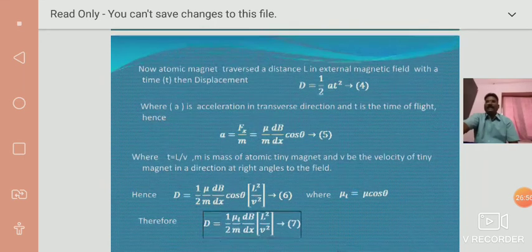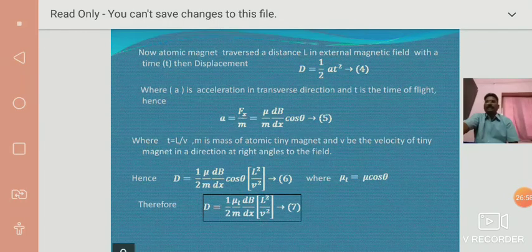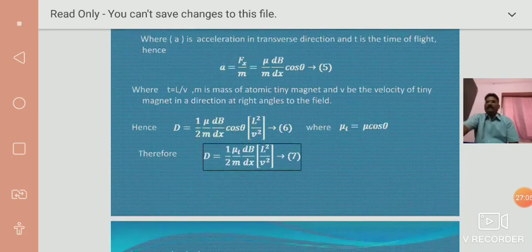Now we can write, according to equation 4, d is equal to half at squared. From this we know that a is equal to mu by m dB by dx cos theta, and finally we can write d equal to half at squared. A means mu by small m dB by dx cos theta, and t equal to L by v. T squared is equal to L squared by v squared. It is equation 6.